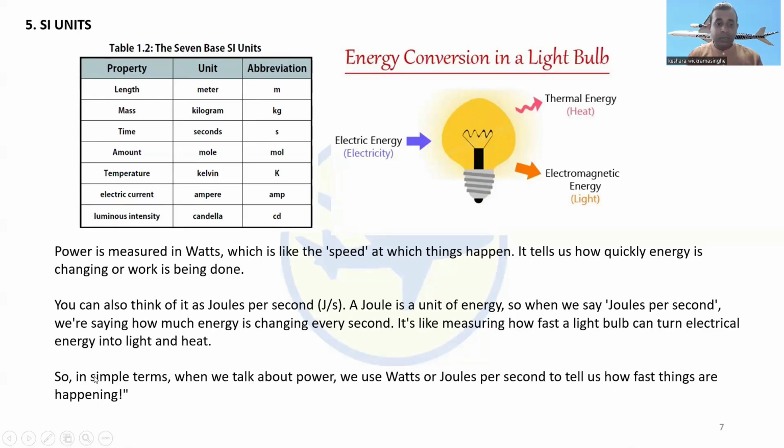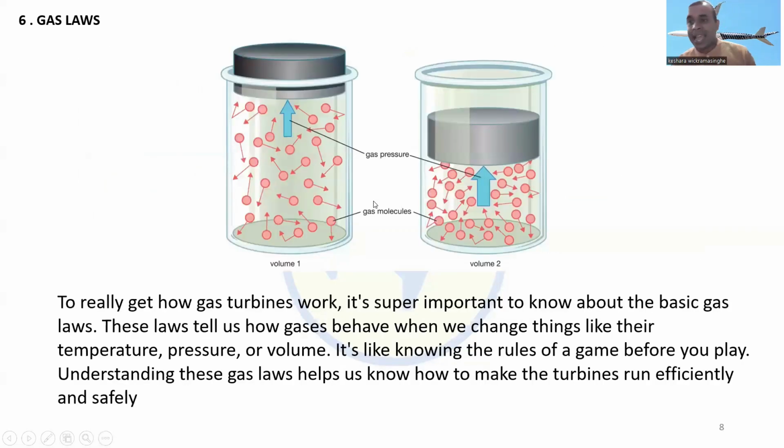So, in simple terms, when we talk about power, we use watts or joules per second to tell us how fast things are happening. The other SI base units: length, the unit is meter, abbreviation m; mass, kilograms, kg; time, seconds, s; amount, moles; temperature, Kelvin, K; electric current, ampere, A; and luminous intensity, candela, cd. Now let's go to the gas laws.